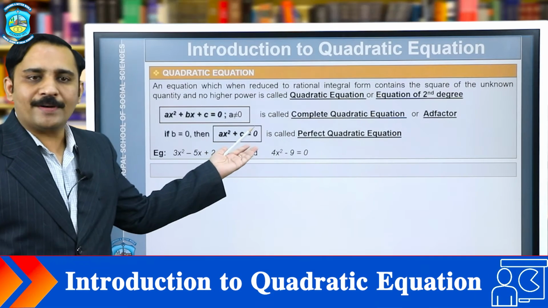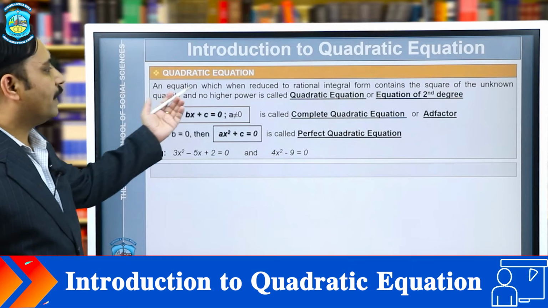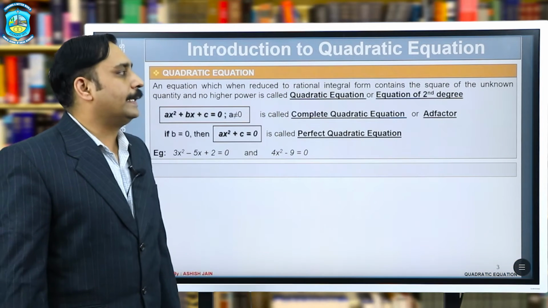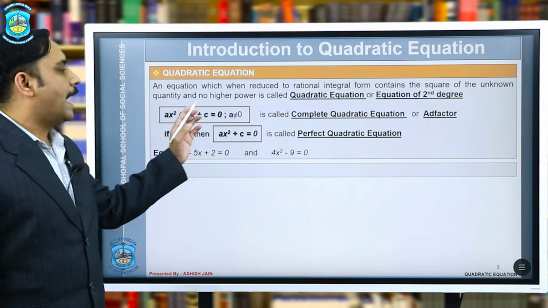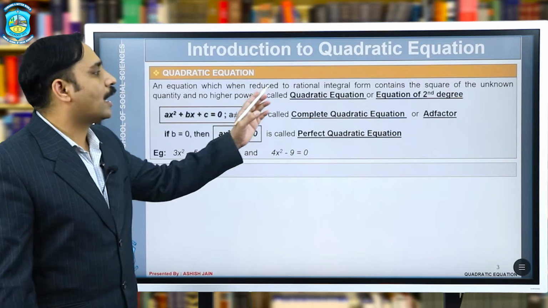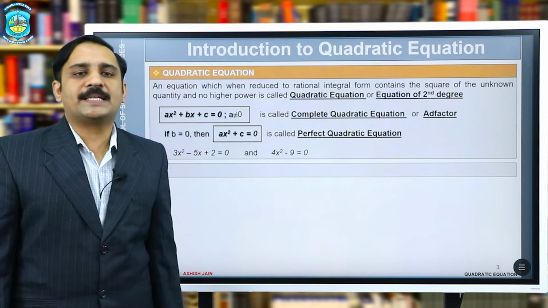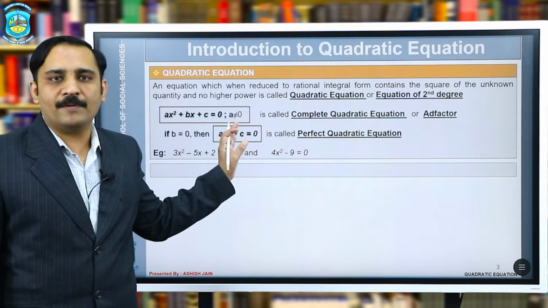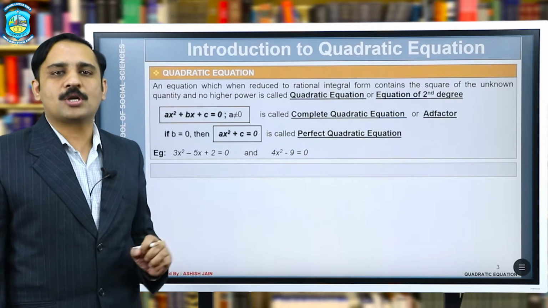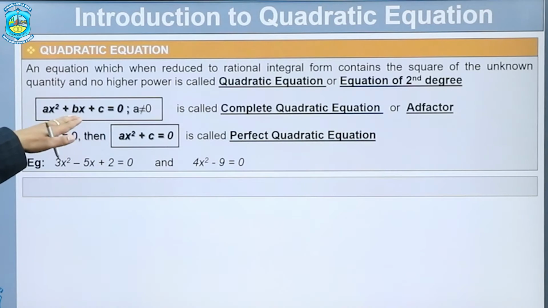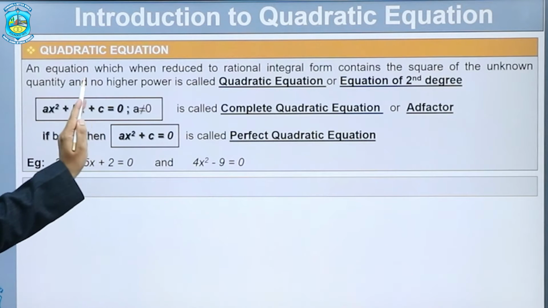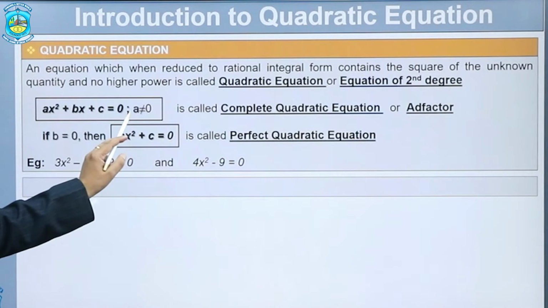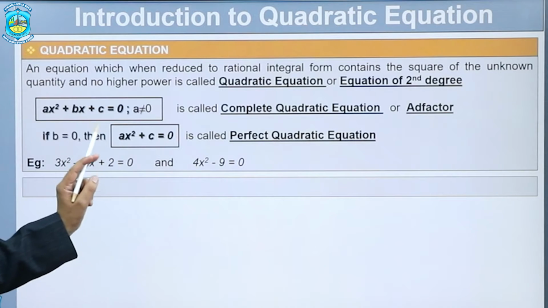This is a definition of quadratic equation. An equation, when reduced to a rational integral form, contains the square of the unknown quantity and no higher power, is called a quadratic equation or equation of second degree. In other words, any equation having the highest power of unknown variables as 2 is called a quadratic equation. This is the general structure of a quadratic equation, which is ax square plus bx plus c is equal to 0. Here, the value of this coefficient a should not be equal to 0.